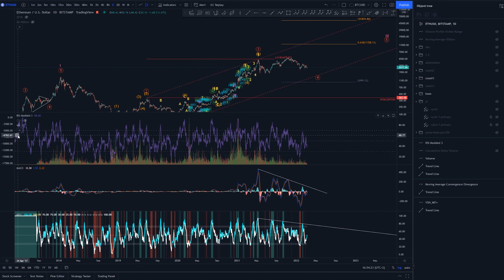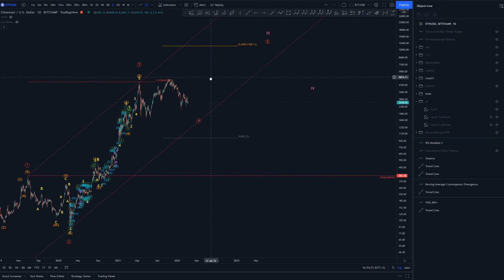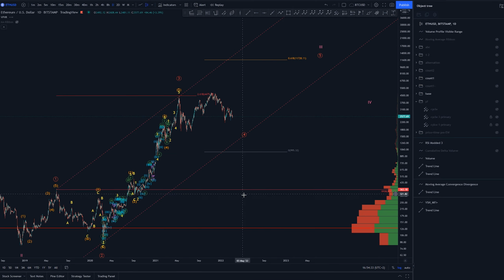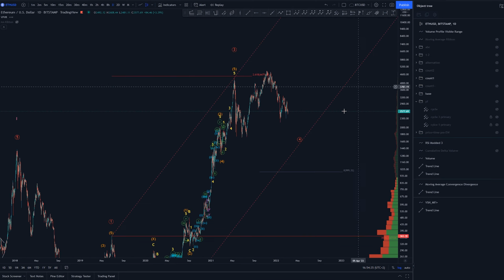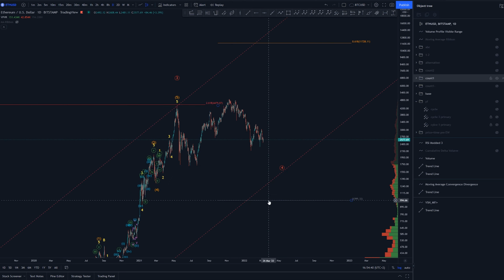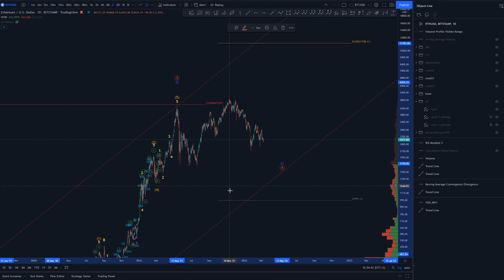Now let me hide those for a bit and we can check out again the wave 4 targets that we already discussed a bit before. So this was the 382 retracement of this primary 3.